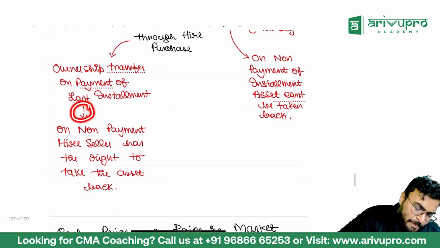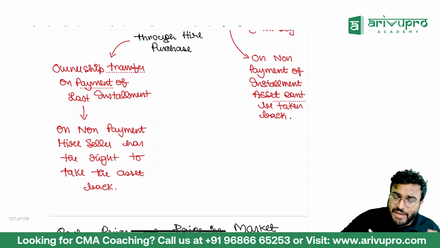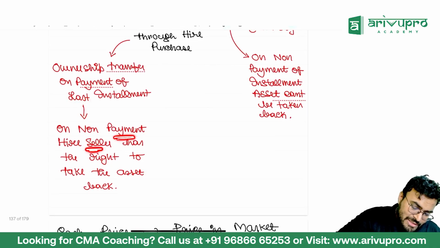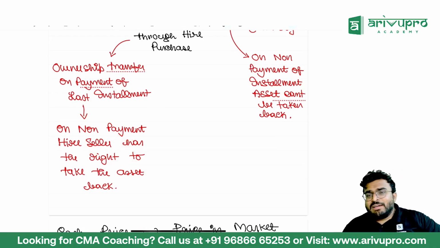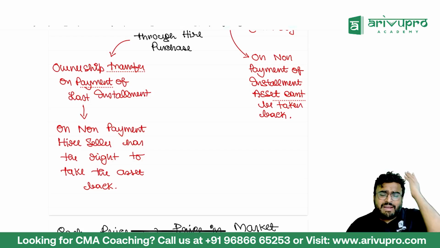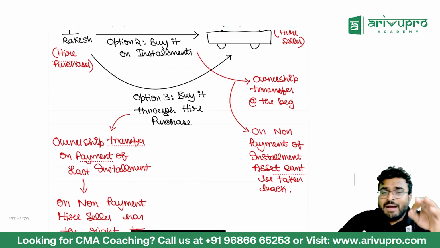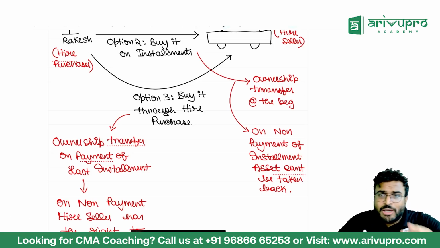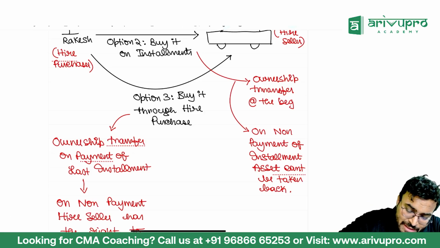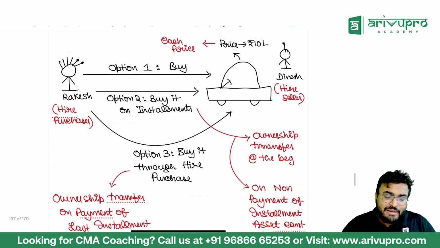So in case of hire purchase, if non-payment happens, the hire seller has the right to take the asset back. Hire seller will come, just take the asset back and go. But here in installment, if you don't pay, the person who has sold to you cannot take the asset back from you. They can only file legal charges.